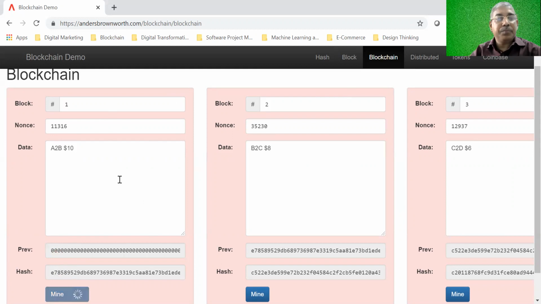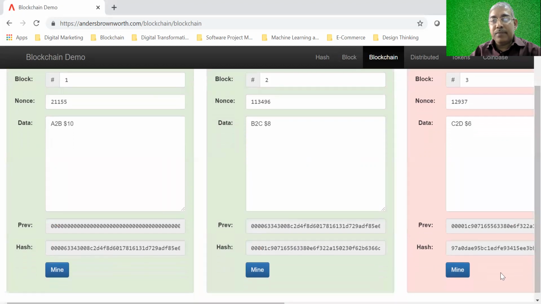Let's mine this. So now you have a valid block with a valid hash of 4 leading zeros with a nonce value which is different from the previous one. The computer has found the nonce value by brute force technique and found this hash. Similarly, we'll go on and mine the next one. As you can see, it takes some time to mine the block because it is applying the brute force method to find the valid nonce. And the next.